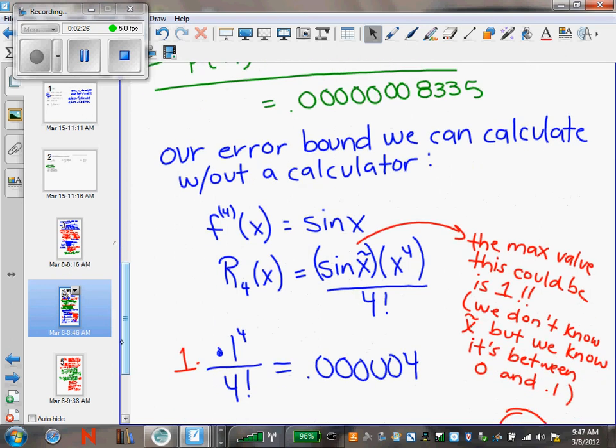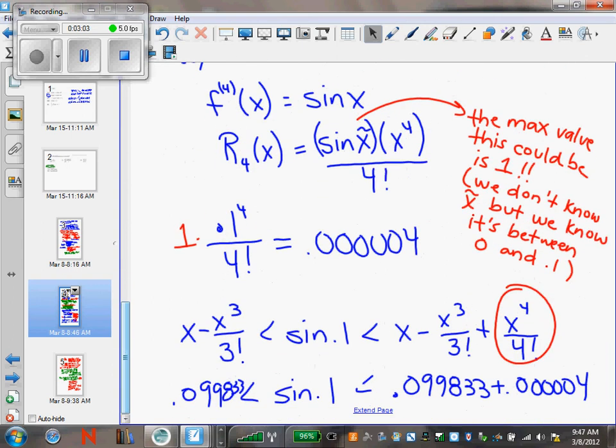So that means we're going to take the fourth derivative of sine x, which happens to be sine x, plug in that funny x value that's somewhere between 0 and 1 times x to the fourth over 4 factorial. The maximum value that any sine value is going to be is 1. So that is what I am going to use for that value. So I'm really going to say 1 times 0.1 to the 4th over 4 factorial. 0.1, remember, is what I was approximating. So that gives me 0.000004 as my error bound.